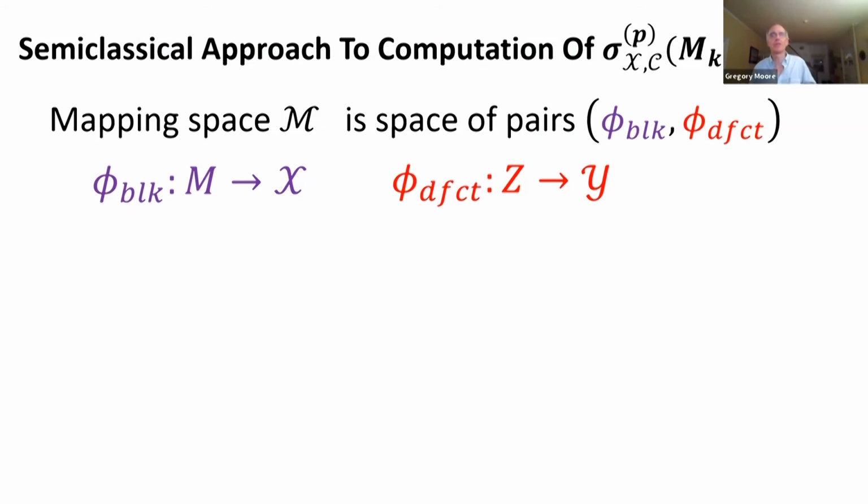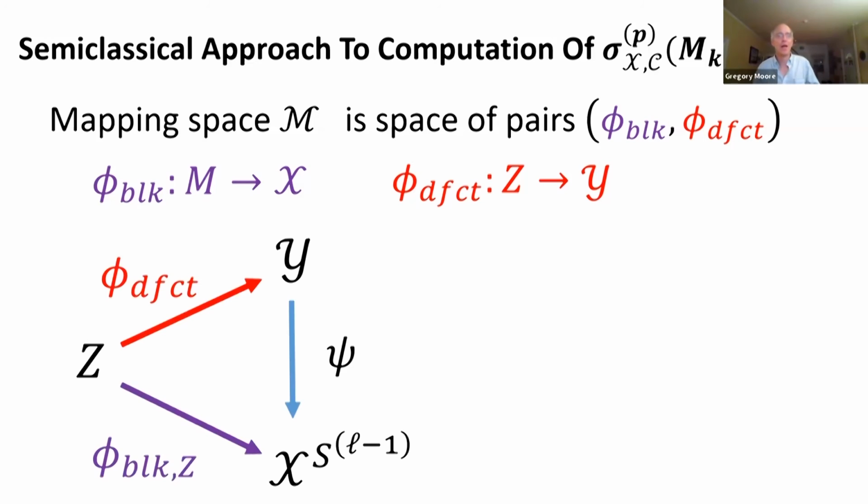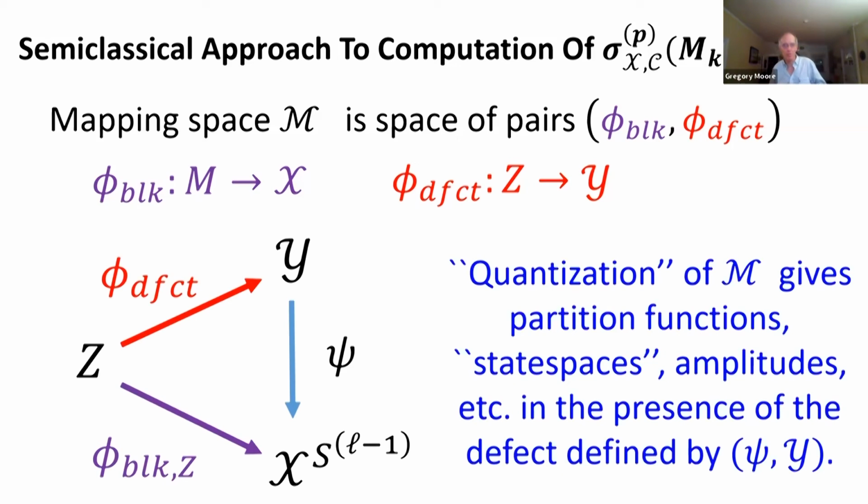And another field, the defect field, from Z, the domain of our defect, to this space Y. Now, we already had the defect data, which is a map from Y to the mapping space of X to the linking sphere. And so we require that this pair of maps, bulk and defect maps, be compatible with that data. So they have to make this diagram commute.